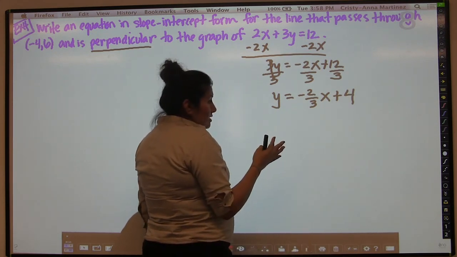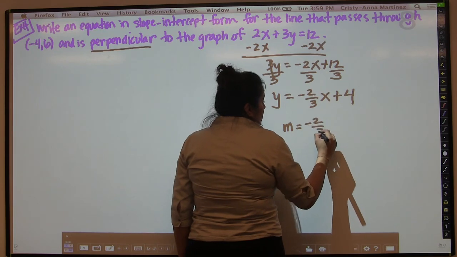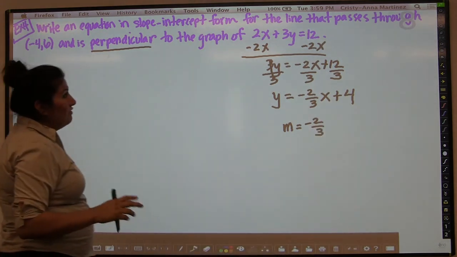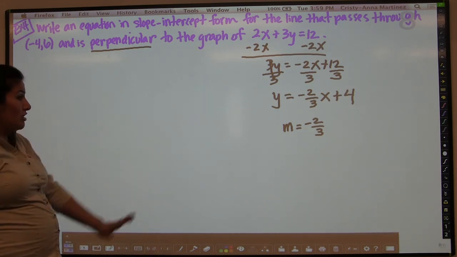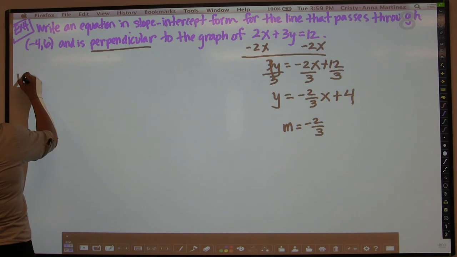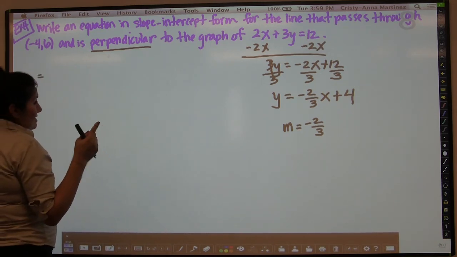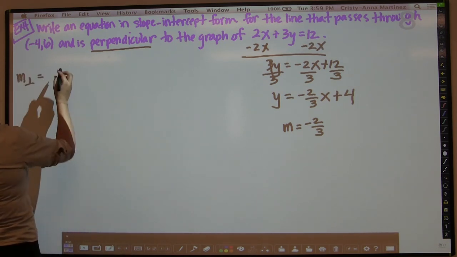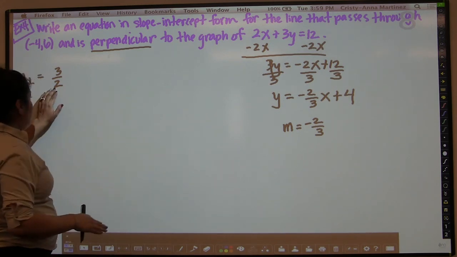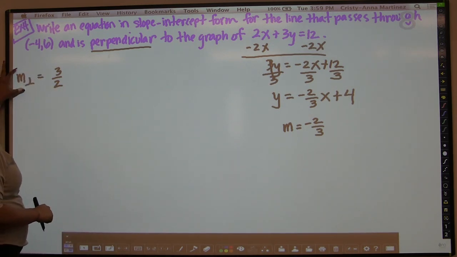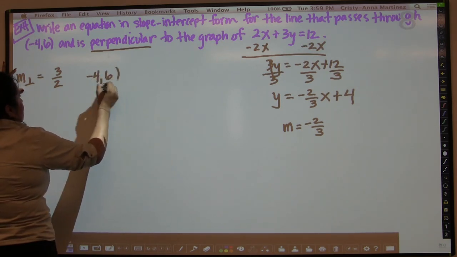Now when I have it in slope-intercept form, it's very easy for me to tell that the slope is negative 2/3. And like the first example, they want me to find the equation of a line that is perpendicular to that one. So the slope that I need to use needs to be the negative reciprocal of that line. Since that line is negative 2/3, I have to flip it over and make sure it has the opposite sign. If that one's negative, this one should be positive. So my slope is going to be 3/2. And then of course, I'm going to use the point negative 4, 6.